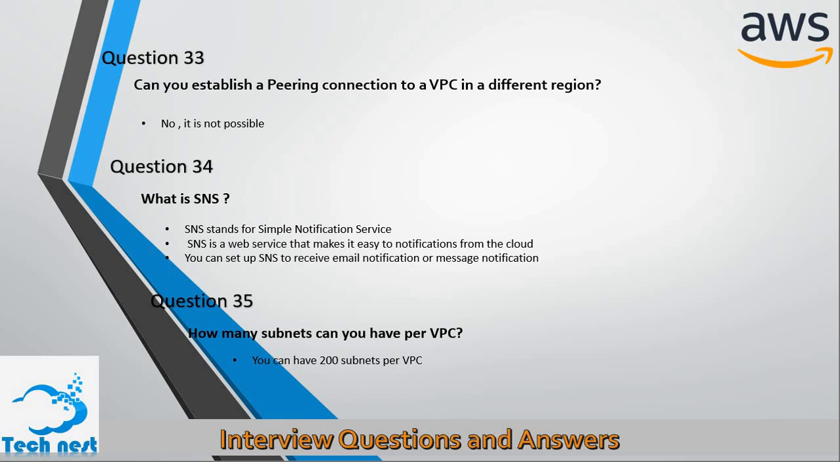How many subnets can you have per VPC? You can have around 200 subnets per Virtual Private Cloud.